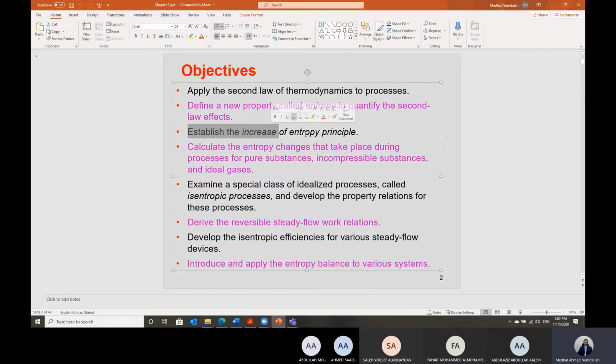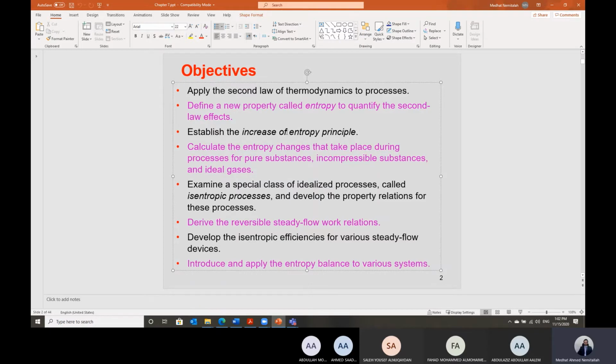For any process, shabab, any process should be an actual or irreversible process. We should have some losses within the system. And in this case, the value of the entropy generation within the system should always be a positive value for any process, because any actual process should be associated with some losses, and these losses can be directly translated in the form of entropy generation.